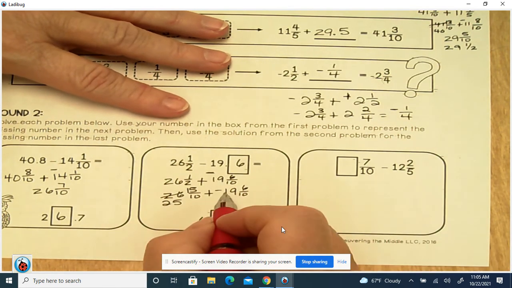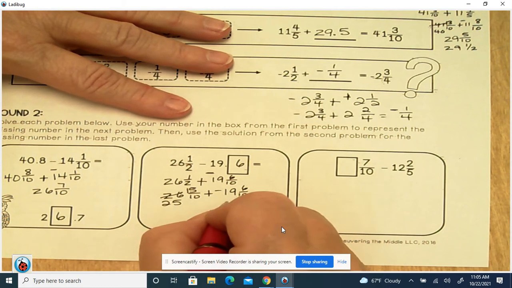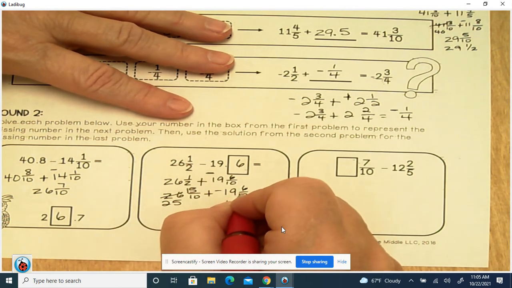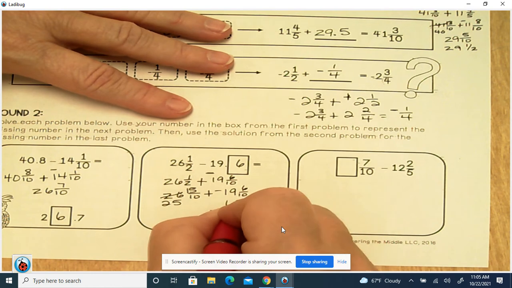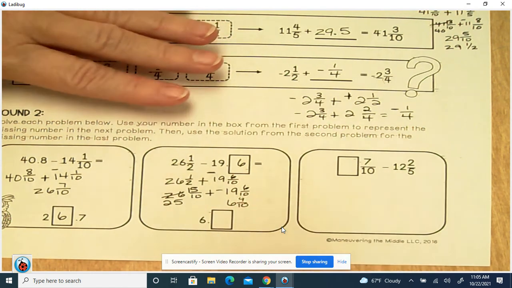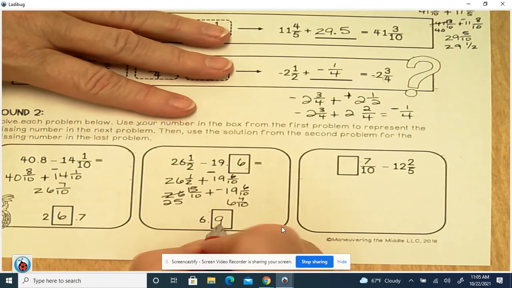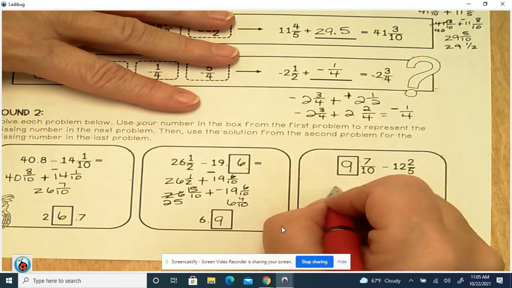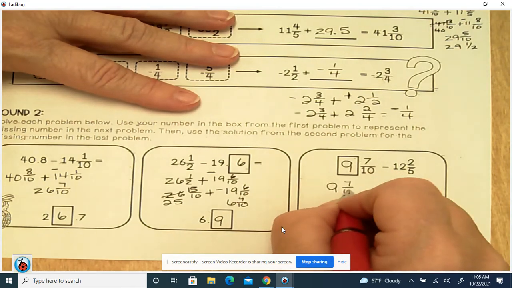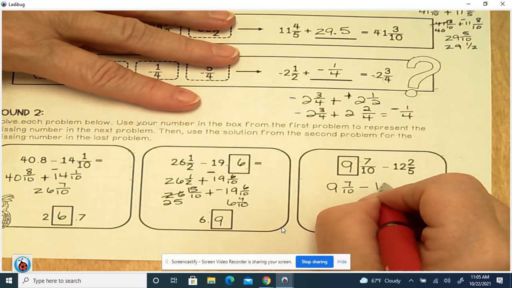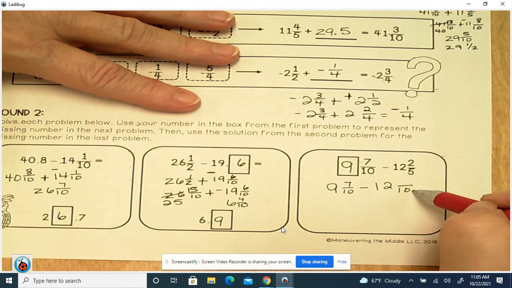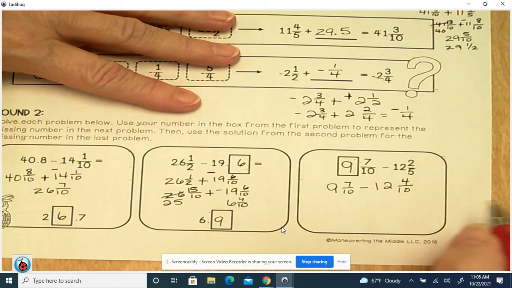And 25 minus 19 is 6. 15 minus 6 is 9, with a common denominator of 10. So that is 6.9. And then the 9 would come here. So we have 9 7/10 minus 12, and then we've got to find the common denominator of 10. 5 goes into 10 2 times. 2 times 2 is 4.